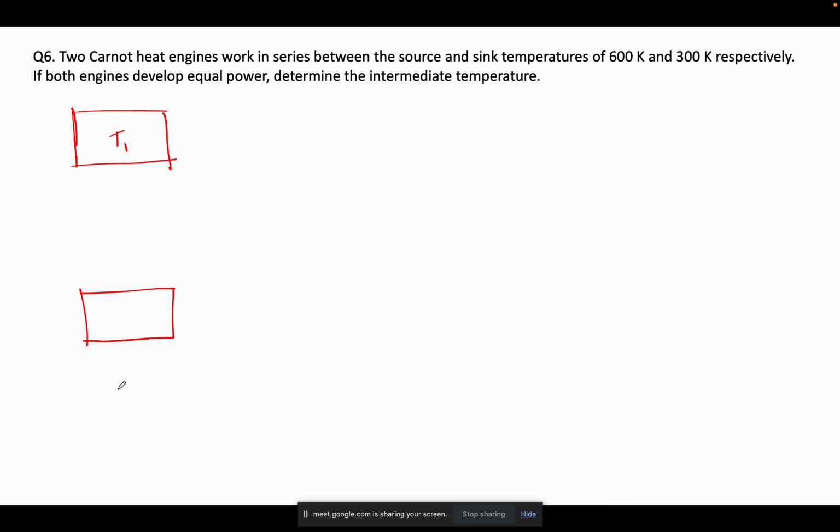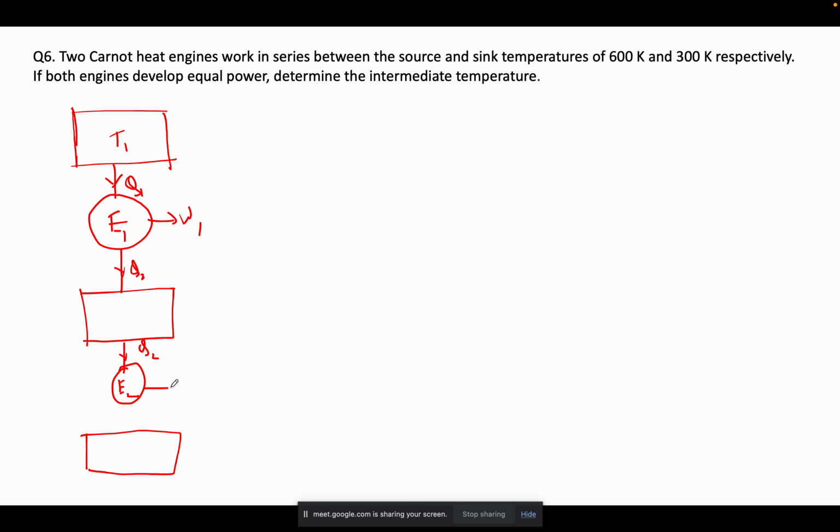Okay, so there are two Carnot heat engines. Say this is my engine 1 and this is my engine 2. It is taking Q1 amount of heat, rejecting Q2 amount of heat, and doing W1 amount of work. Similarly, taking Q2 amount of heat, the entire heat it is taking, and doing W2 amount of work and rejecting Q3 amount of heat. This is T1, this is T2, and say this is my intermediate temperature T.